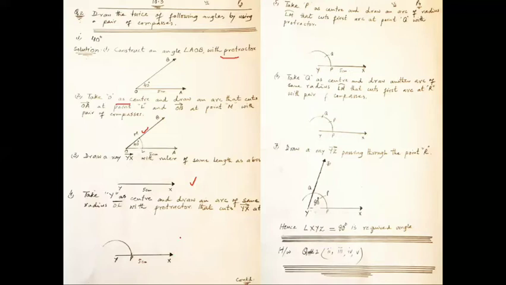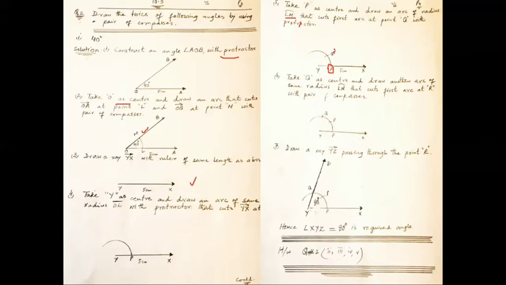Now we will take P as center, not Y, but P as center, and draw another arc of radius LM with the help of compass, not protractor, compass. Dear student, here that cuts the first arc at the point Q.